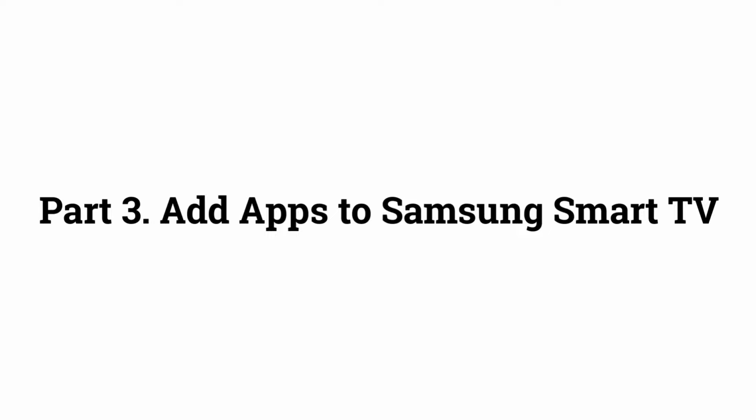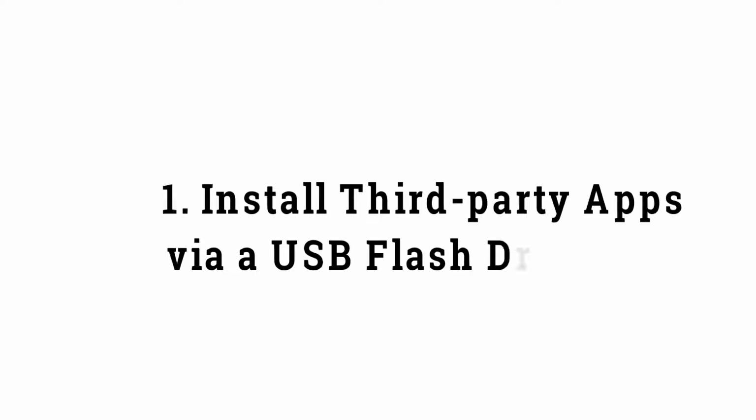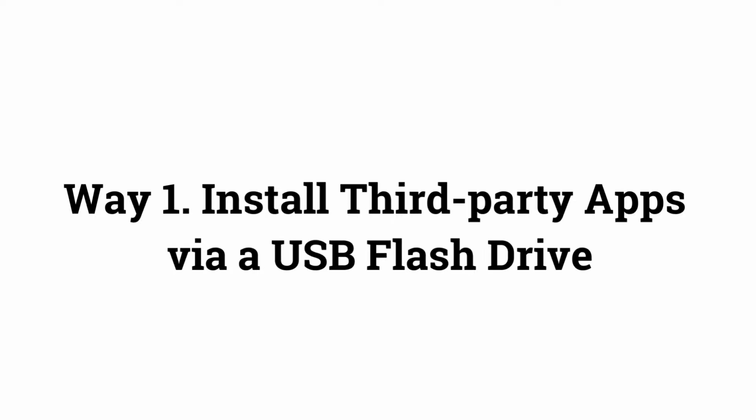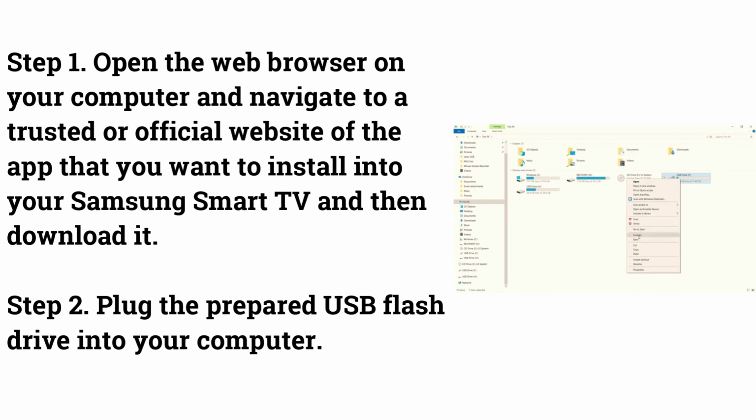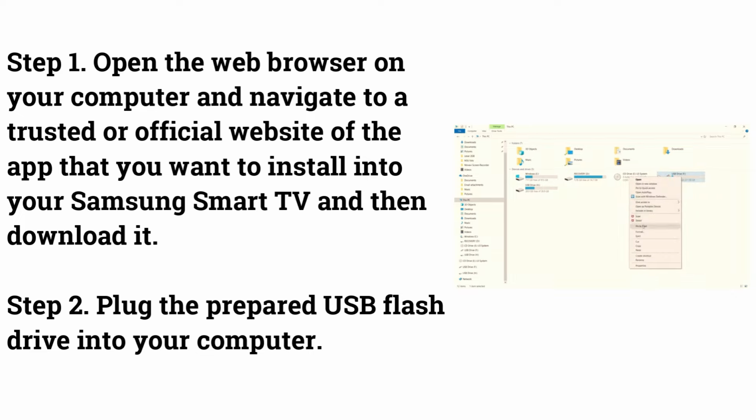Part 3. Add apps to Samsung Smart TV. Way 1. Install third-party apps via a USB flash drive. Step 1. Open the web browser on your computer and navigate to a trusted or official website of the app that you want to install on your Samsung Smart TV and then download it.